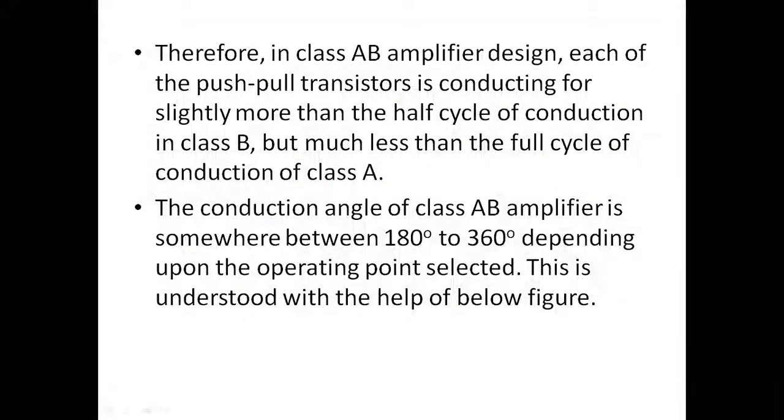Next, the conduction angle of class AB amplifier is 180 degrees to 360 degrees, somewhere between. We know in class AB power amplifier the conduction angle is 180 to 360 degrees because it is a combination of class A and class B. In class A, the conduction angle is 360 degrees. In class B, the conduction angle is 180 degrees. So we are combining these two amplifiers, and that's why the conduction angle is in the range of 180 degrees to 360 degrees, depending on the operating point selected.